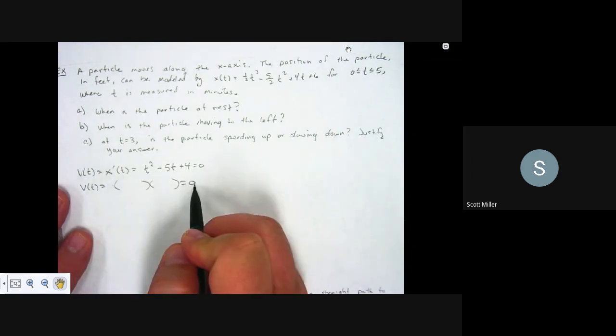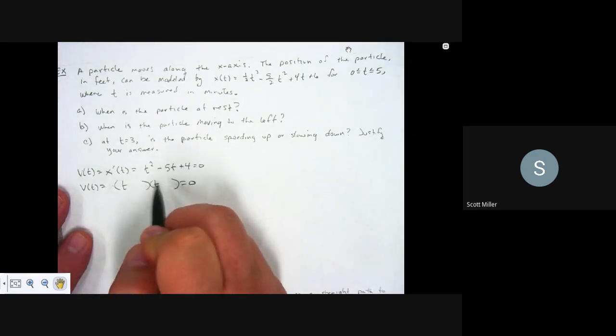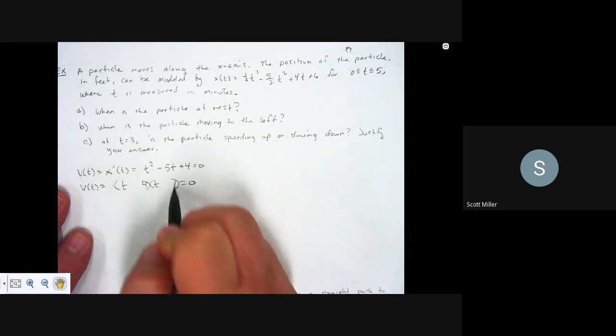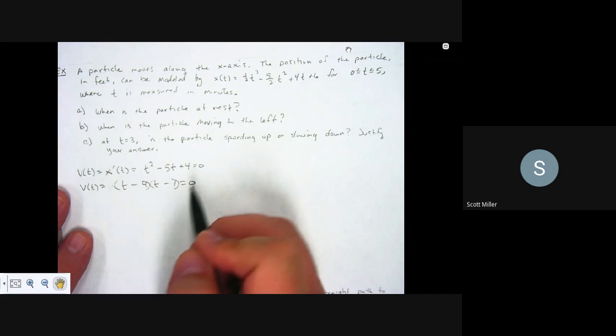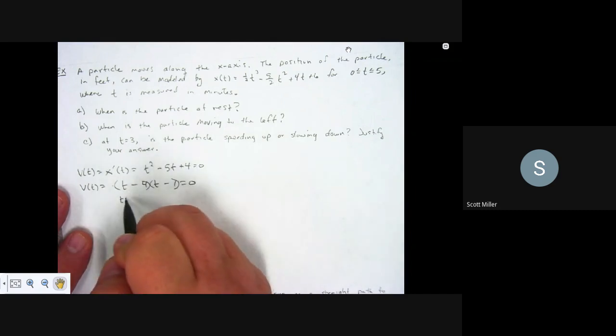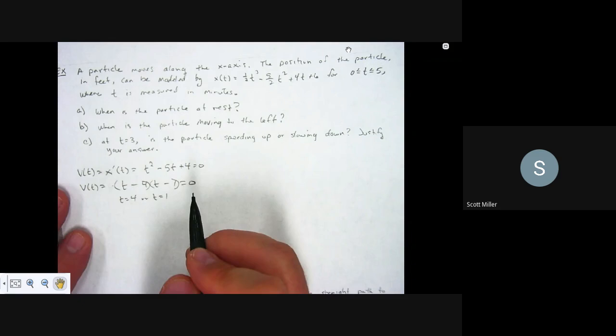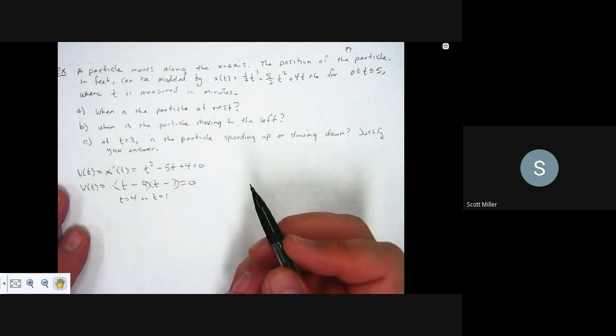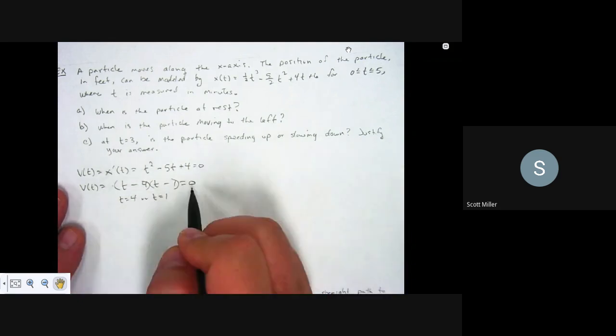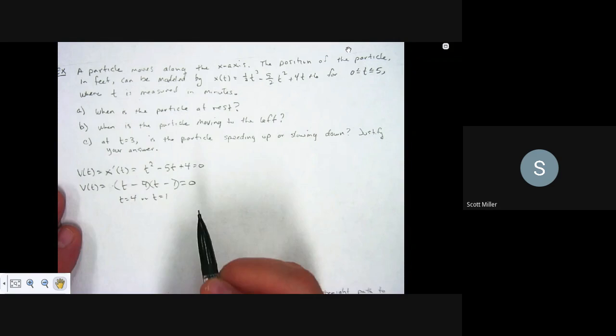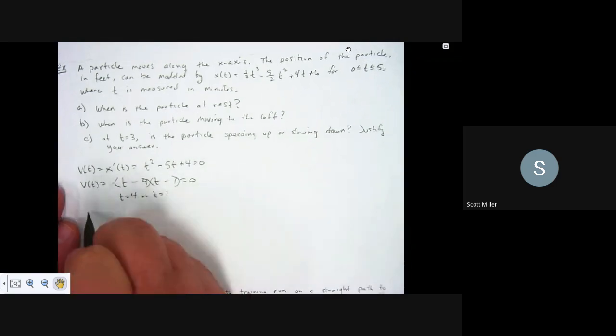I still have a 0 equal here because I need to say that. Here's the t, and then here's the 4 and the 1. Both of them are minus. There it is factored. So we have t equals 4 or t equals 1. Two times when the velocity is equal to 0, so two times the particle is at rest. And you write your answer.